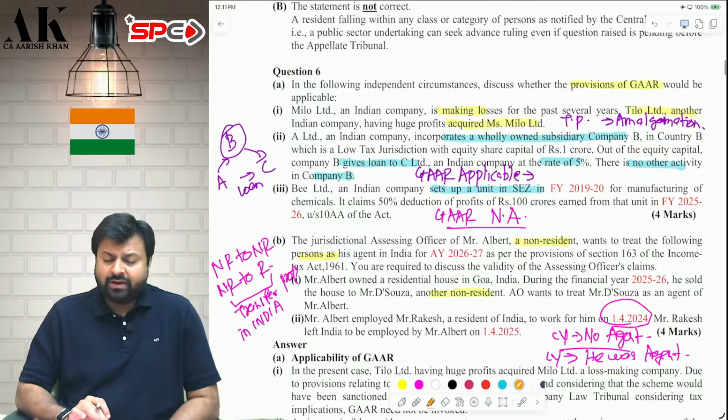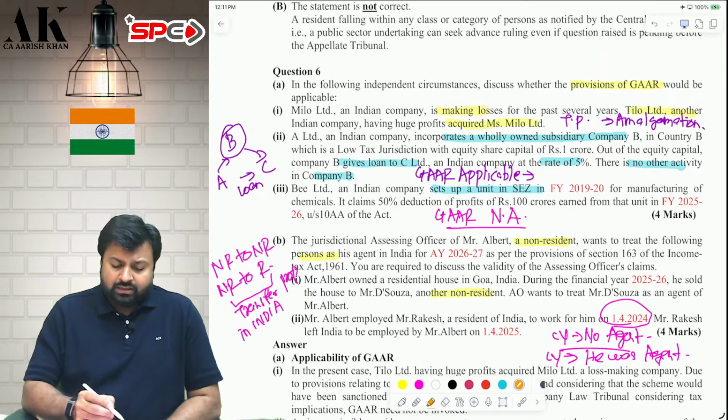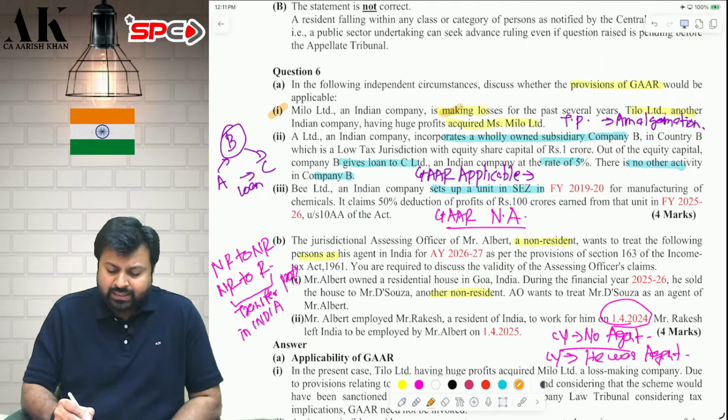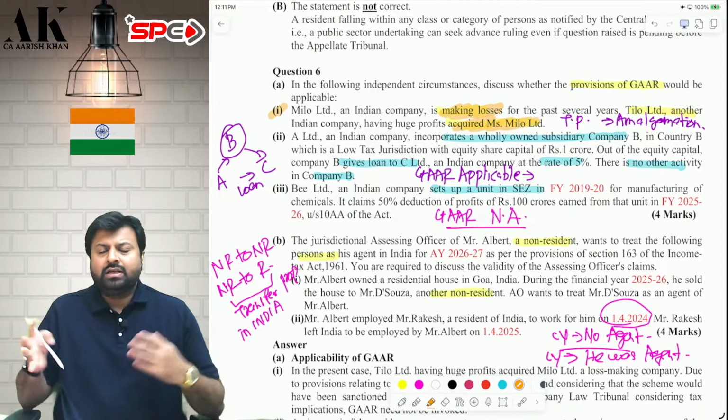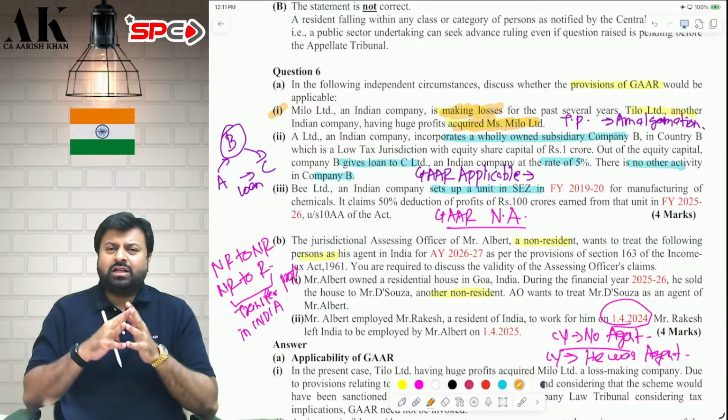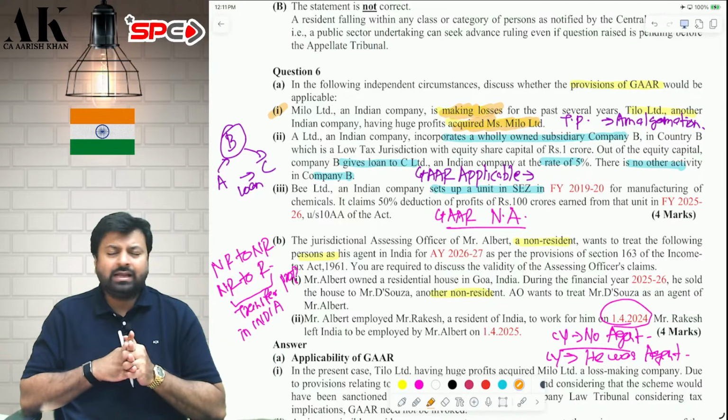We need to identify whether GAR is applicable or not. In the very first question, there is an Indian company which is making losses, which is doing amalgamation with another company so that the losses can be transferred to the other company. Whether GAR will apply? GAR will not apply.